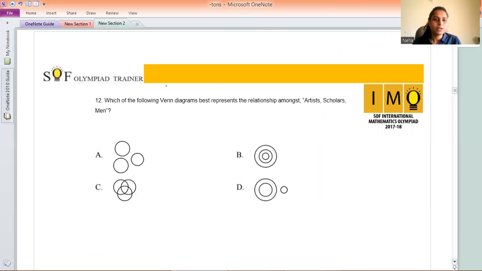Question number 12. Which of the following Venn diagram best represents the relationship among artists, scholars, and men? So guys, as I can see, some scholars can be artists, some artists can be scholars, or some men can be artists or can be scholars. So the correct relationship is option number C. So option number C is your correct answer.